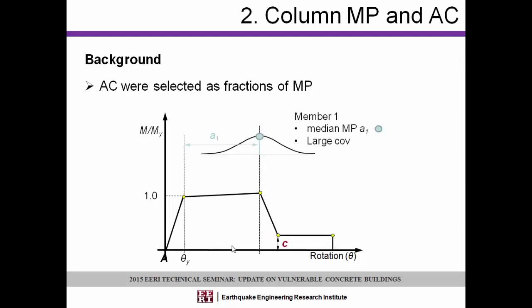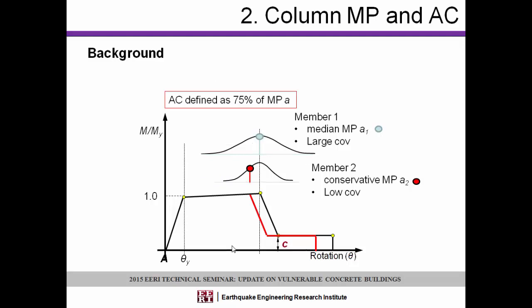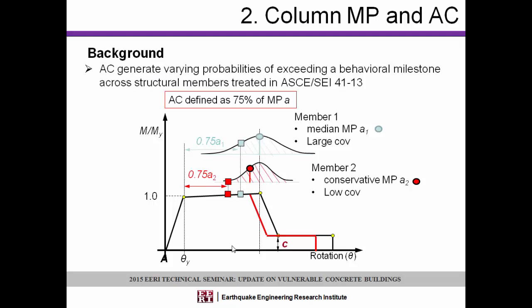If you look at a member with a parameter A1 and a large coefficient of variation, you look at another member with A2 with a smaller coefficient of variation, but A2 selected more conservatively. So one is selected at the mean value, one is selected a little bit conservatively. They have different coefficients of variation. And now what you do is you define your acceptance criteria as 75% of that modeling parameter. Take 75% of A1, you take 75% of A2, and what you end up having is, the area under this curve and the area under this curve are very different. Your probabilities of failure are very different currently.